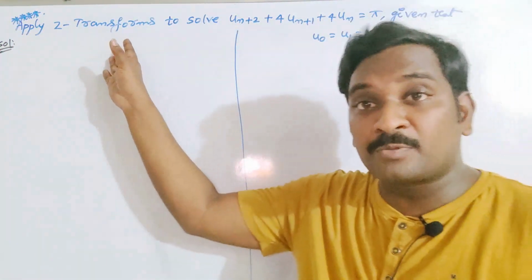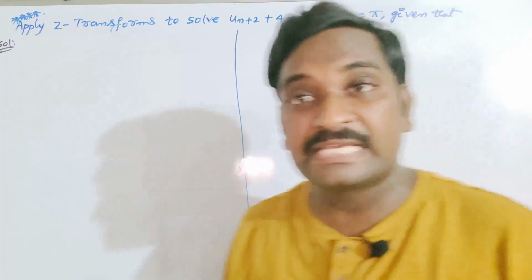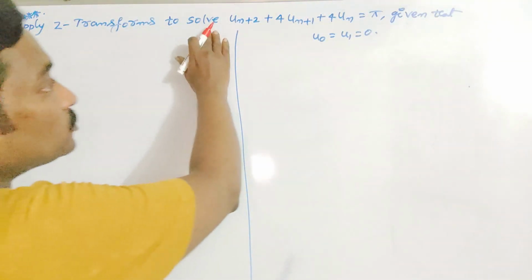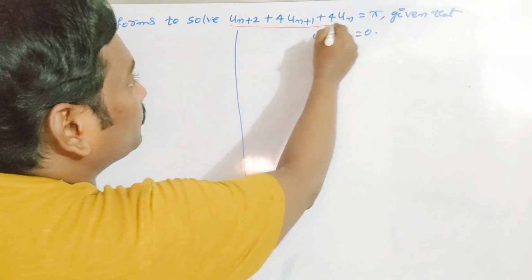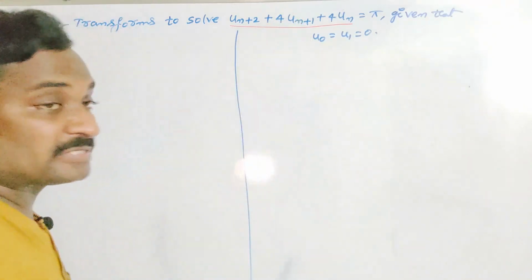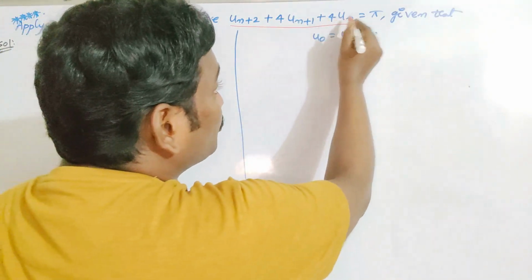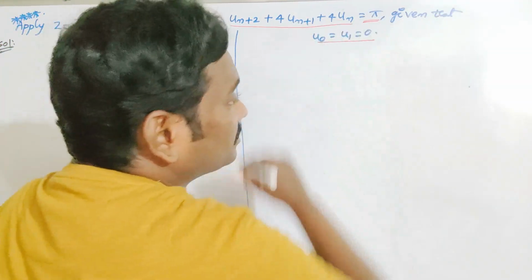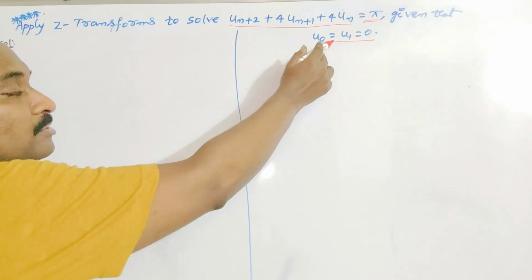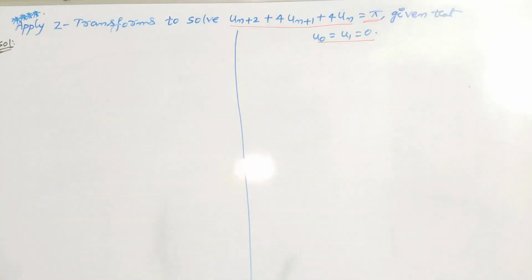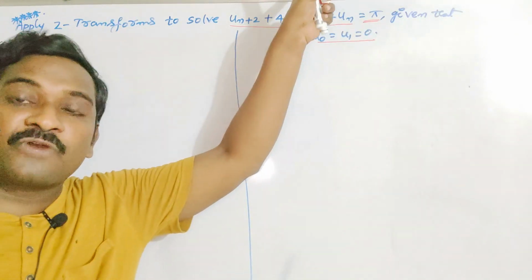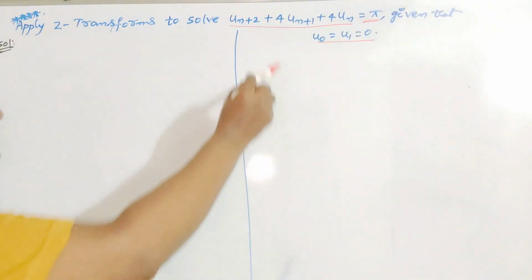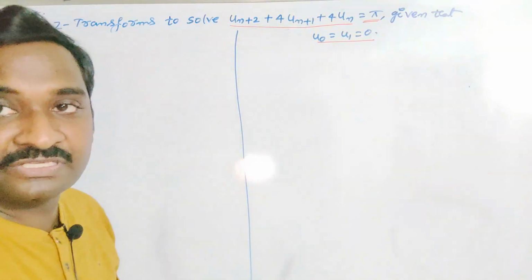This is another example on applications of Z transform. See the statement. Apply Z transforms to solve u(n+2) + 4u(n+1) + 4u(n) = π, given that u0 = u1 = 0. These are known as initial conditions. At the given conditions, we have to find the solution for the difference equation. Already you know that this type of equation is called a difference equation.